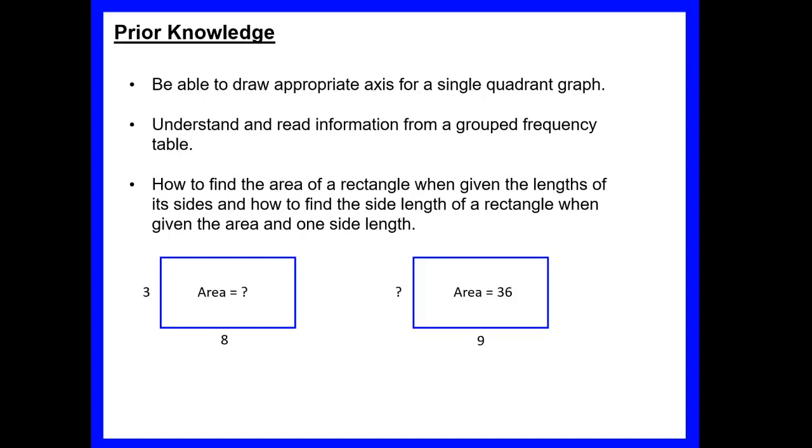Okay, so let's just check our prior knowledge before we begin. You should be able to draw appropriate axes for a single quadrant graph. You should be able to understand and read information from a grouped frequency table, and you should know how to find the area of a rectangle when given the lengths of its two sides, as in the example here, and you should be able to find a missing side length when you're told the area and one of the sides of a rectangle. Pause the video now, make sure you're happy with all of that before you continue.